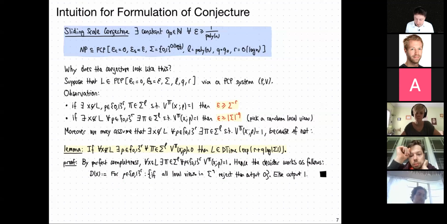I didn't talk about the decider yet. We want to prove that the language is decidable in this much time, so let's construct such a decider. The decider will work as follows. It will iterate over all possible random strings. That's why we have this exponential in r, right? And then it will inspect all local views. If all local views reject, then it's going to reject. Otherwise, it will output 1. Why? Because under this condition, this is the right thing to do. It is safe to reject when this is the case, and it is safe to output 1 otherwise, because of this condition, right?